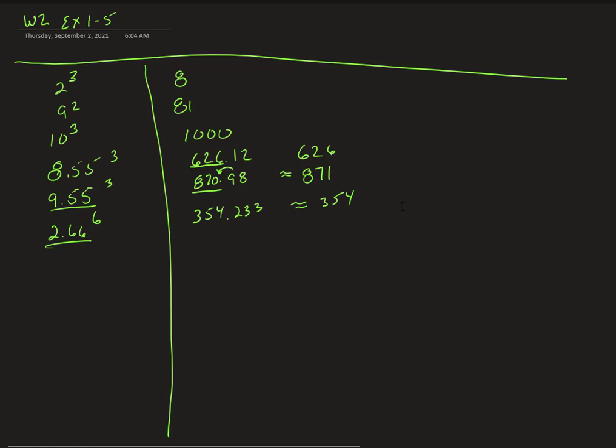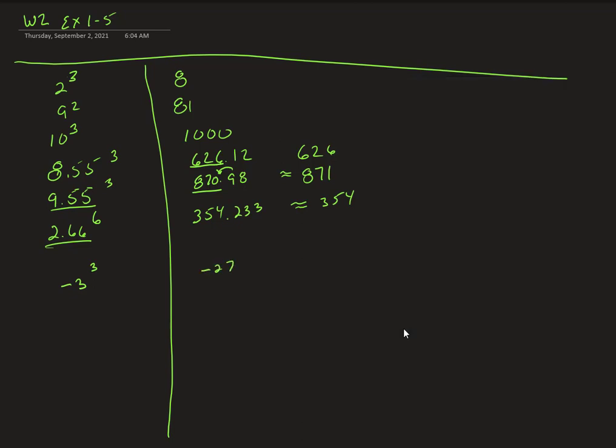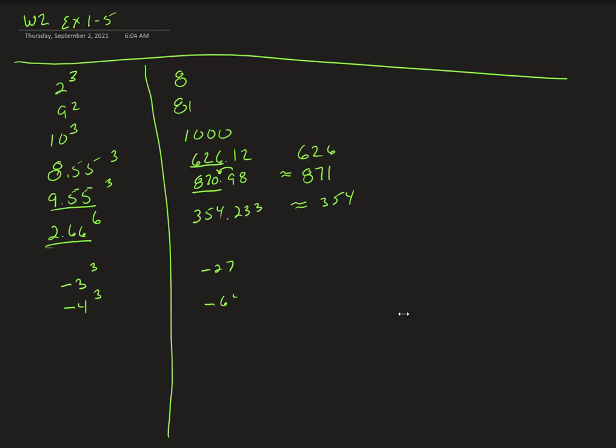Let's do something with a negative base here. So I'm going to jump down to question 21. -3 to the third, and we're going to treat this as an exact number. So negative 3 to the third, we get a -27. What about a -4 to the third? Well, negative 4 to the third is going to be a -64.